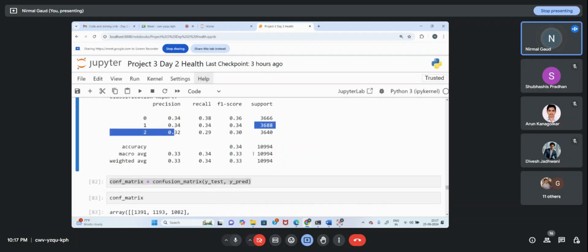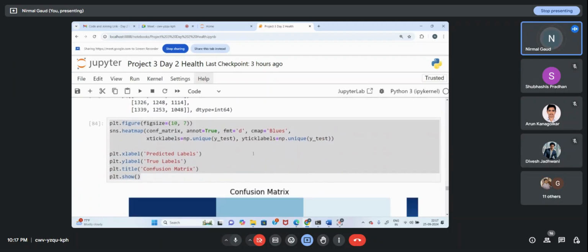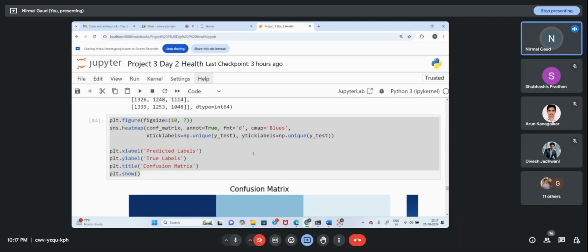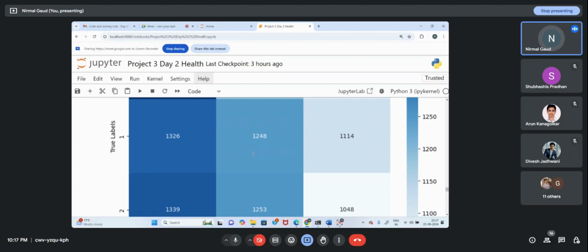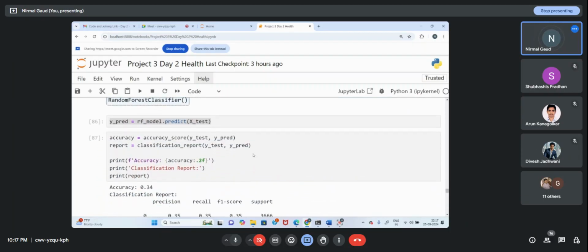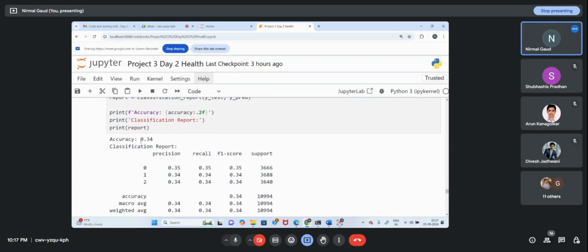Okay, these values got changed, but there is no improvement in the accuracy, just 34%. I applied random forest also. Okay, no change, 34% only. That means your machine learning models are struggling over the data, underfitting. They are unable to classify the data. That means the data set which is available with you is not giving a proper fit with the target.